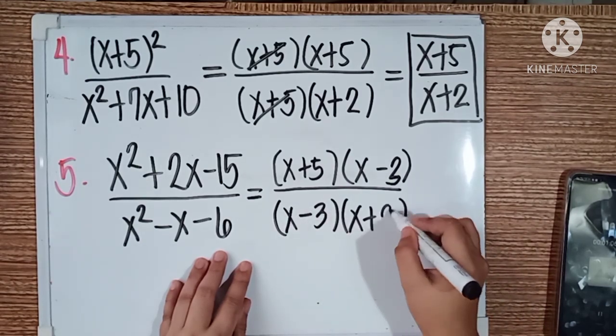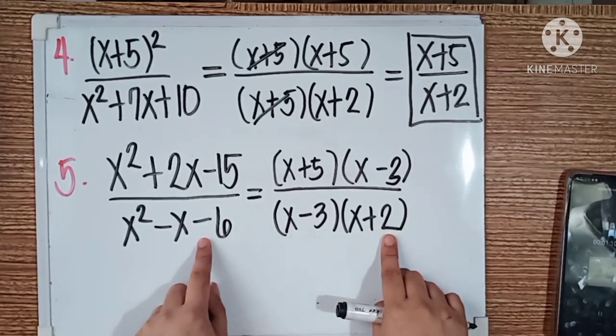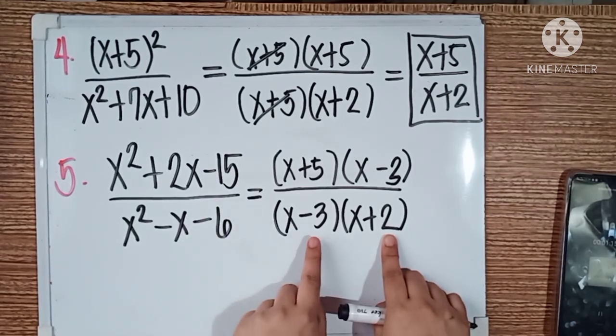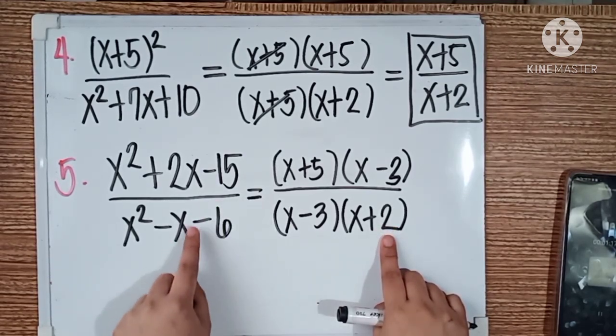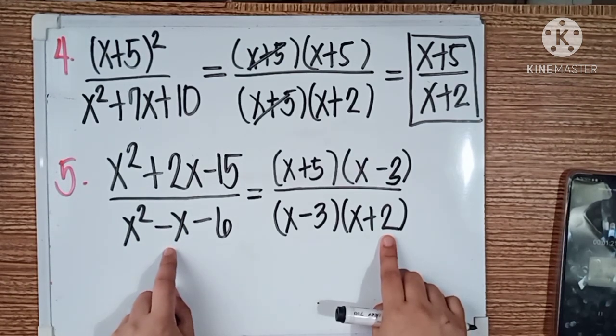To check, negative 3 times 2 is negative 6. That is the same as our value for C. Negative 3 plus 2 is negative 1. That is the invisible 1 in our middle term.